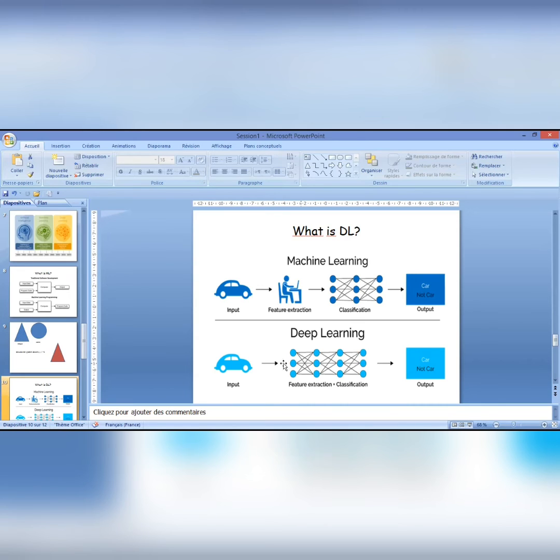So in deep learning, you will have the input, the labeled data, and you only have to feed this to the model or to the chosen architecture, to explore and decide and classify the data, and you will have the output.